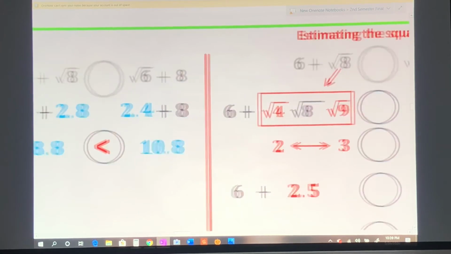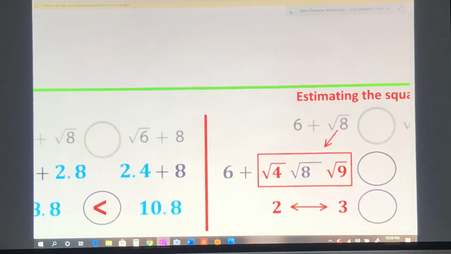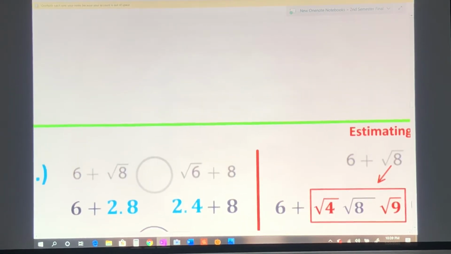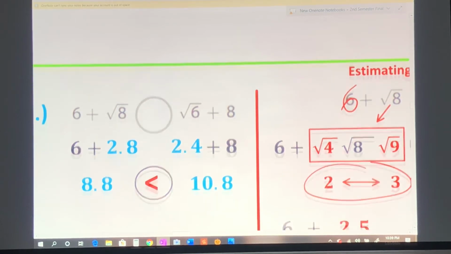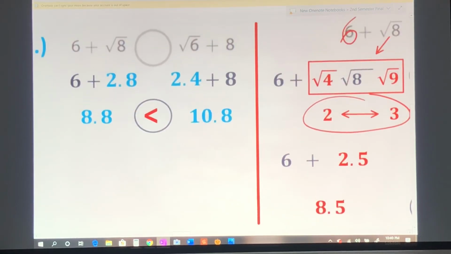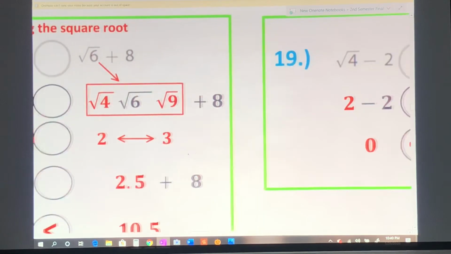What the heck did I do here? Holy Moses. Okay, so what I did here was I took the same problem and, like I was talking about, the square root of 8 sits in between the square root of 4 and the square root of 9. So 4 is 2, 9 is 3. And you could just say, call it 2.5. So you're saying 6 plus the square root of 8. So 6 plus, in between these two, is 2.5, and you get 8.5.